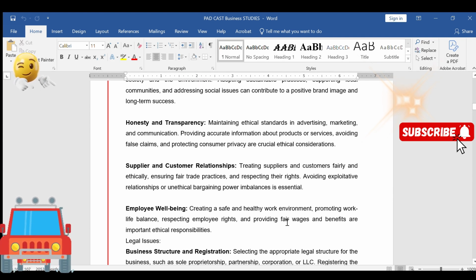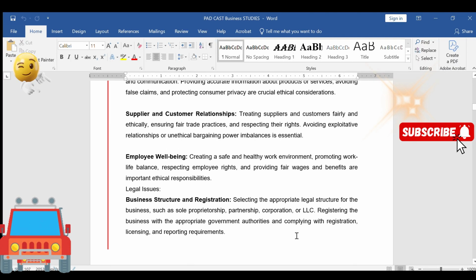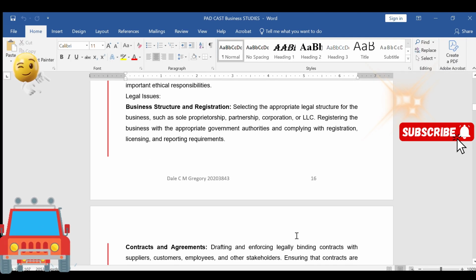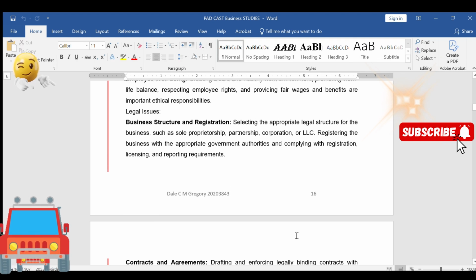Employee well-being is very important. Creating a safe and healthy work environment, promoting work-life balance, respecting employee rights, and providing fair wages and benefits are important. Ethical responsibilities, very, very important, students.